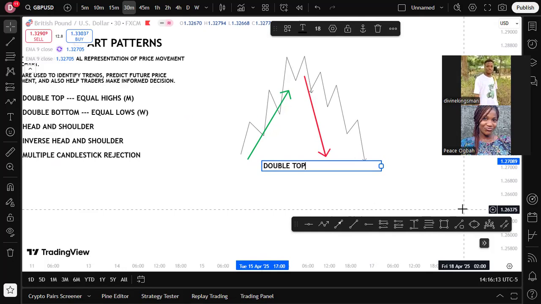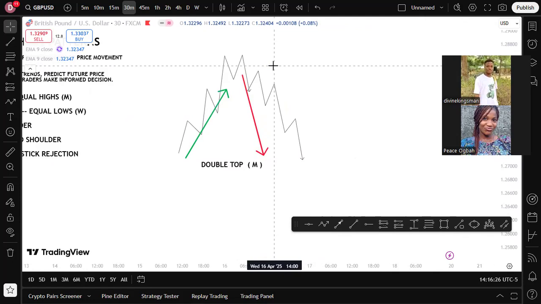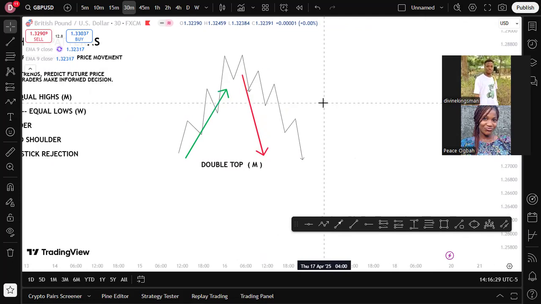You can say it looks like an M. That's why I'm giving you this cheat code: whenever you see something that looks like an M, you can either call it equal highs, because you can see the highs are equal, or call it a double top, or an M pattern, whichever one you choose to call it. So this is an example of a double top.